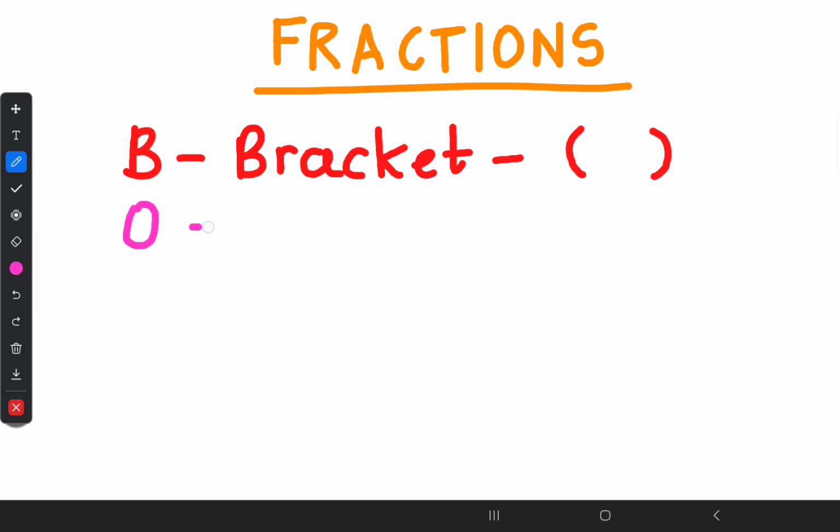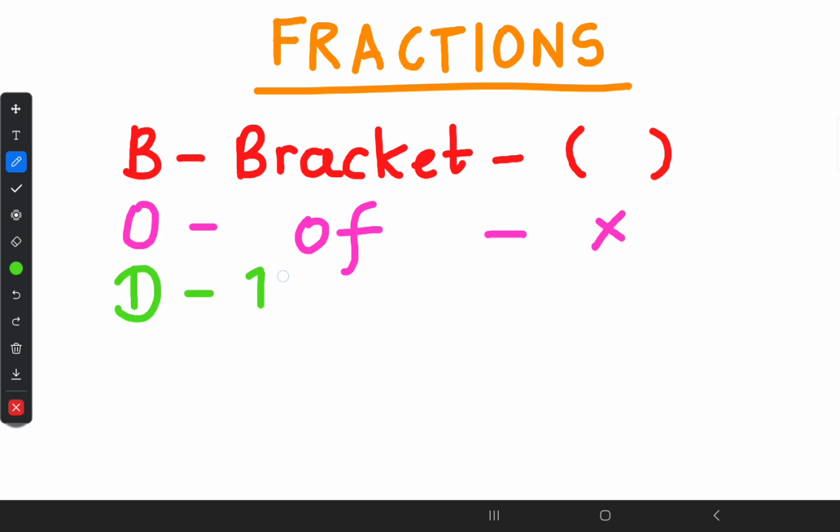Second one, O. O means of. Of is indicating multiplication. Of is also a kind of multiplication, but if we have multiplication and of, we have to give priority to of. Third one is D.